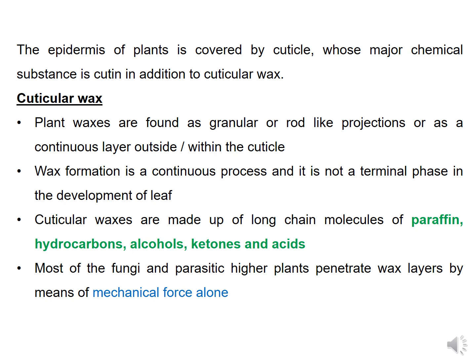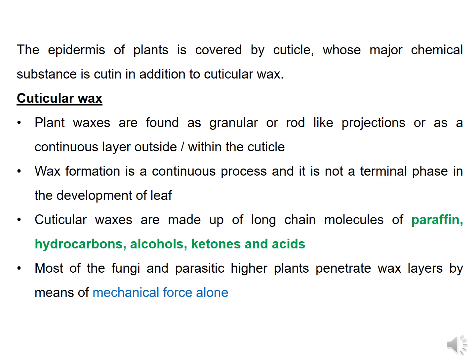First one is the epidermis of the plant. That epidermis is covered by the cuticle. We all know that in a plant, even beyond the cell wall, the outermost layer is the cuticle, whose major chemical substance is cutin in addition to cuticular wax. That cuticular wax, as I already told, is embedded in the cutin. So first we will see what the cuticular wax is.